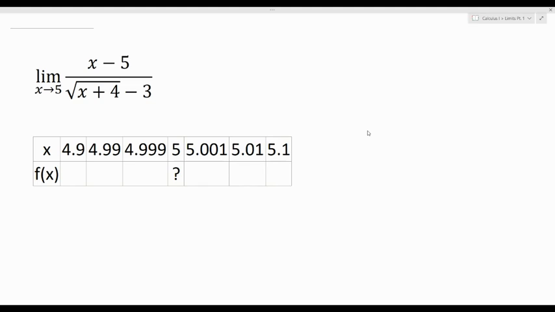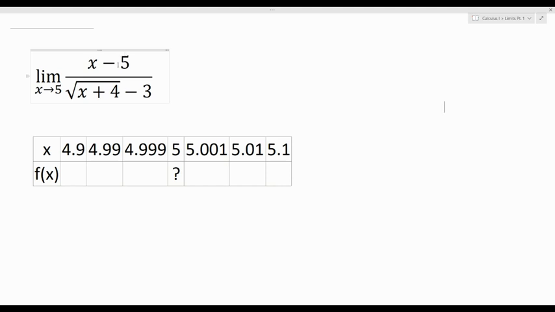So this is a sort of complicated function up here, x minus 5 over the square root of x plus 4 minus 3. And we could sort of say, well, let me just hope that this function is continuous and where it looks like we're headed is actually where we end up. So we'll just try putting 5 in. If you put 5 in the top, you get 0. If you put 5 in the bottom, 5 plus 4 is 9. Square root of 9 is 3, and 3 minus 3 is 0. Right? So we're getting one of these 0 over 0 cases that we can't resolve.